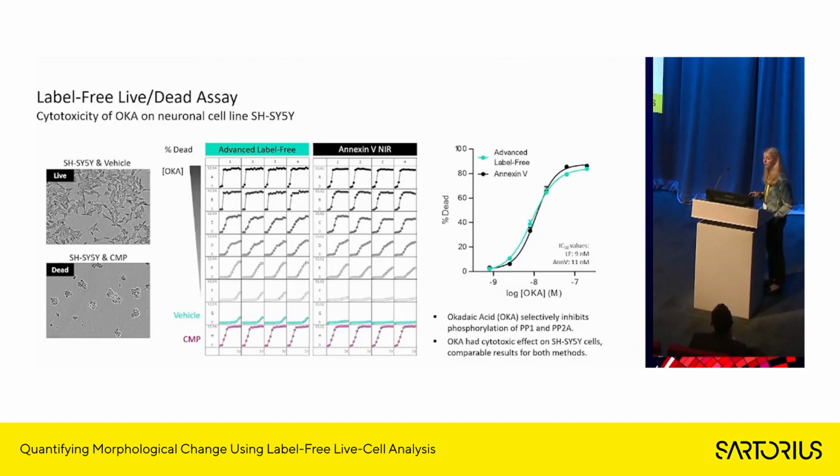The data also shows that even for difficult-to-mask cell types, such as the SHSY5Y cell line, the advanced label-free classification is able to provide a label-free readout of cell health without the need for a fluorescent cell health reagent. And this means that it's highly suitable for any sensitive cell types that you have.